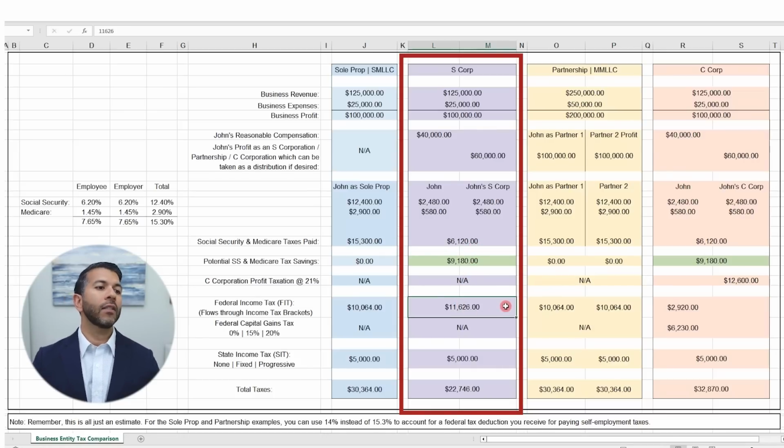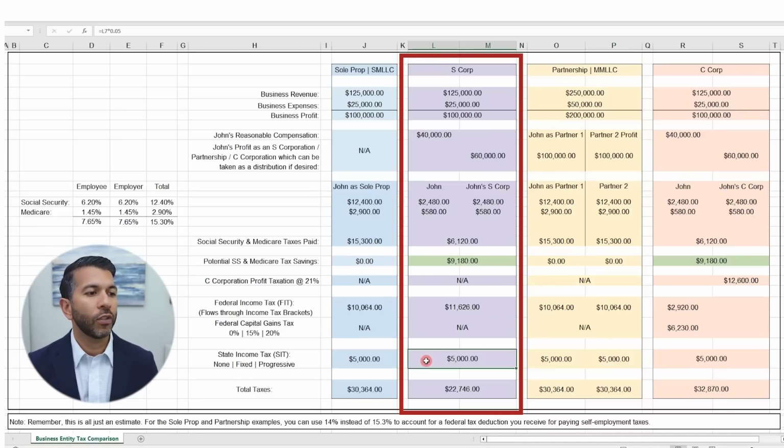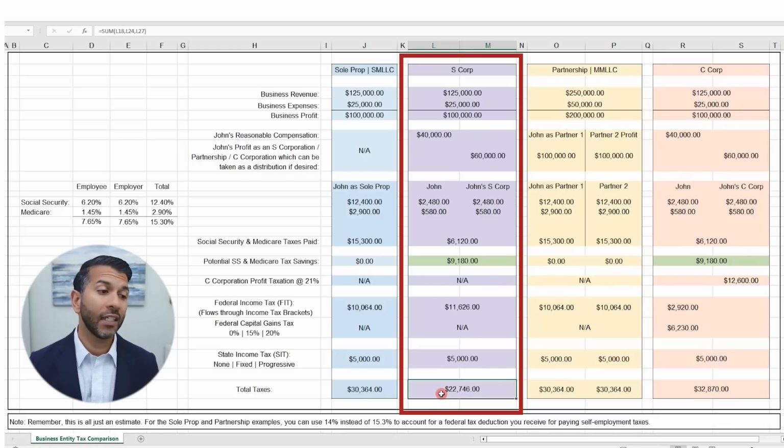Federal income tax is a little bit higher. I don't want to really go into the weeds here of why that is, but basically it has to do with the qualified business income deduction. And so it's a little bit less when you're an S corporation. And so what's happening is you're paying a little bit more federal income tax. State income tax, we talked about that already. I'm just going to keep it even across all of the comparisons. So $5,000 is how much you pay in state income tax. So what's the total tax here?